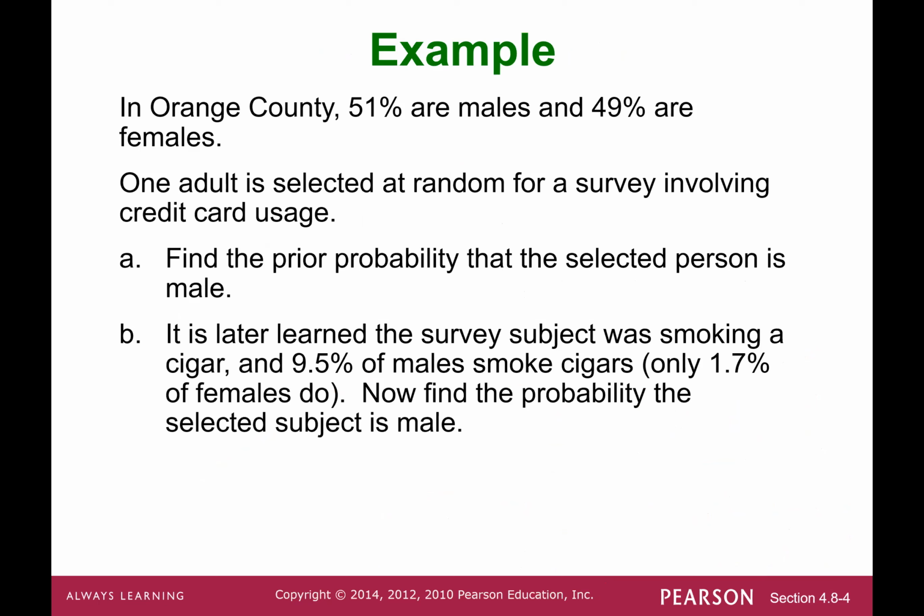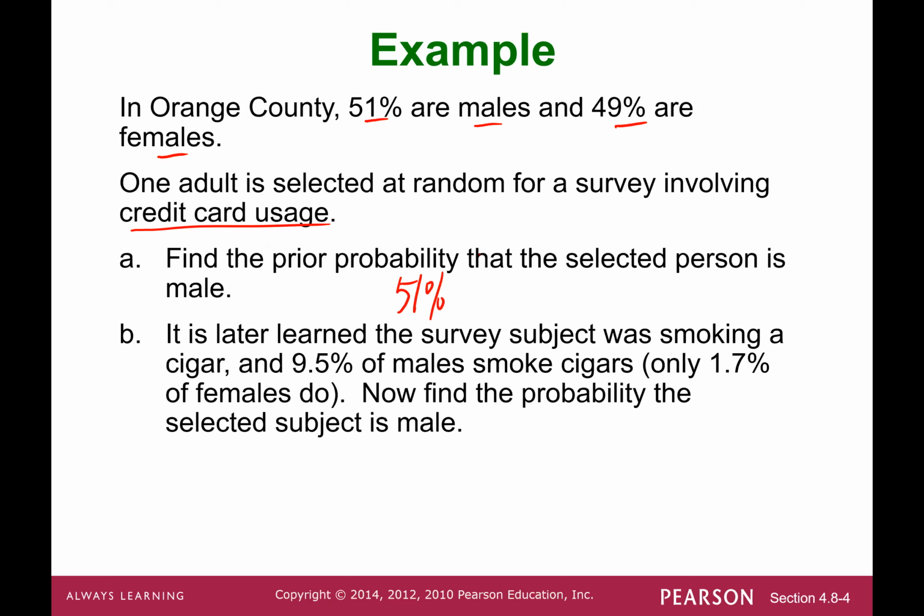All right, so now let's look at the actual example. Let's say in Orange County, 51% of them are male and 49% of them are female. One adult is randomly selected for a survey involving credit card usage. Find the prior probability that the selected person is a male. That will be, if you look at it, male percentage is 51%.